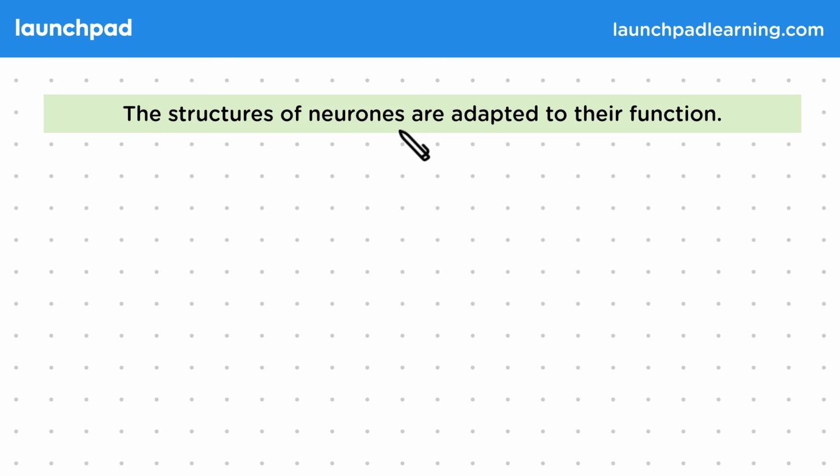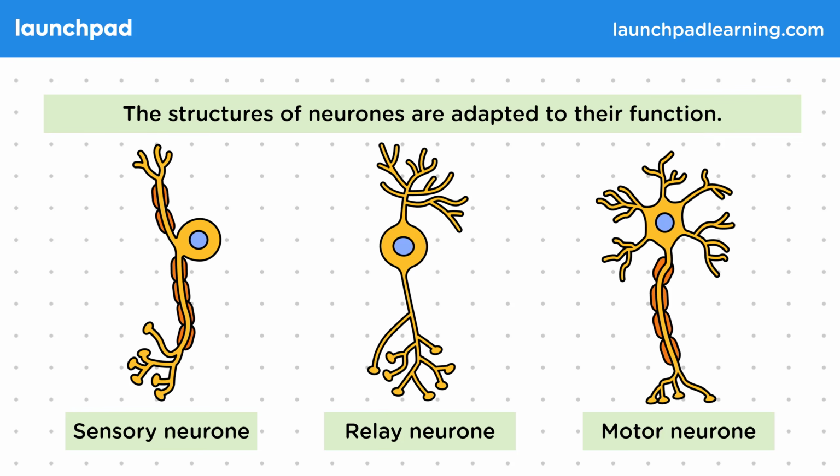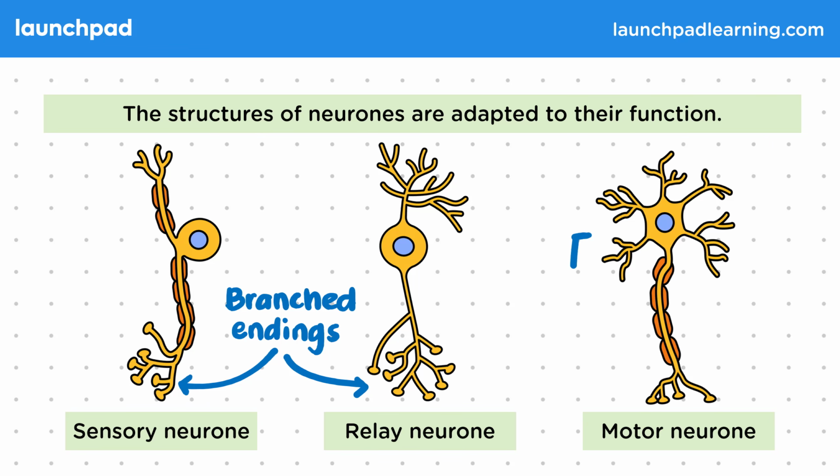The structures of neurons are adapted to their function. Here are the three types of neurons. We have sensory neurons, relay neurons, and motor neurons. All of these different types of neurons have branched endings to allow connections with other neurons. Another feature is a long axon. Neurons allow messages to travel over long distances, and therefore the axon needs to be long.